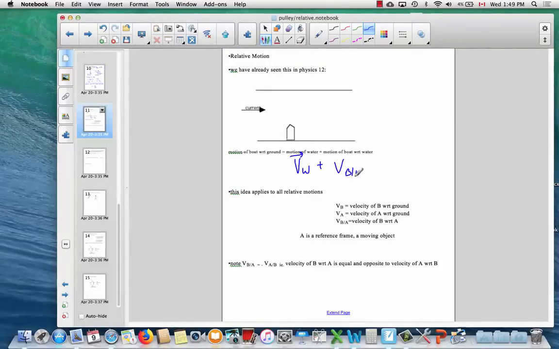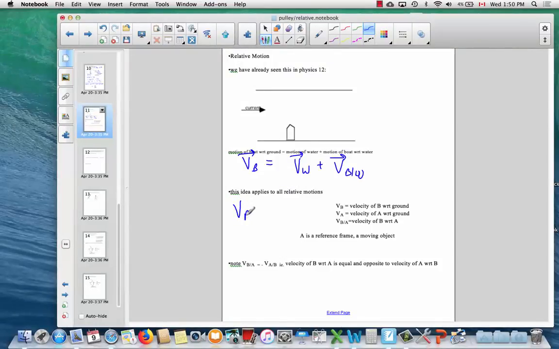This is boat with respect to water. That little slash means with respect to. So you have to add those two together to get the overall motion of the boat relative to the ground. So it's a vector sum. And this is actually true for planes in the air, and it's actually true more generally as well.